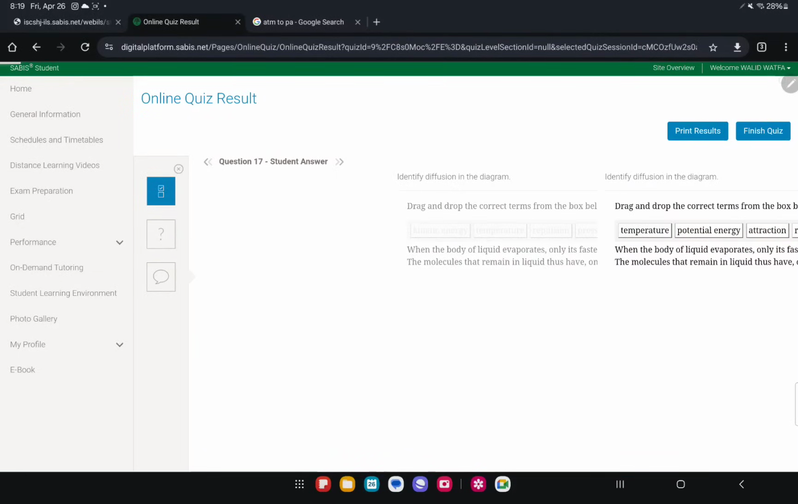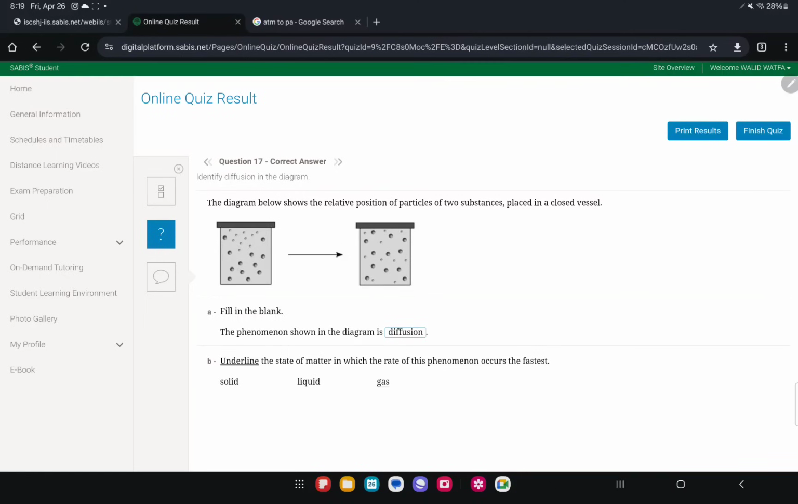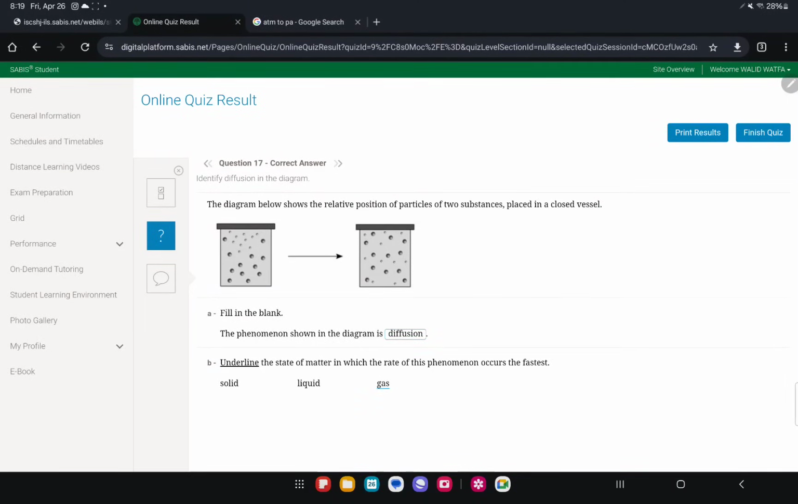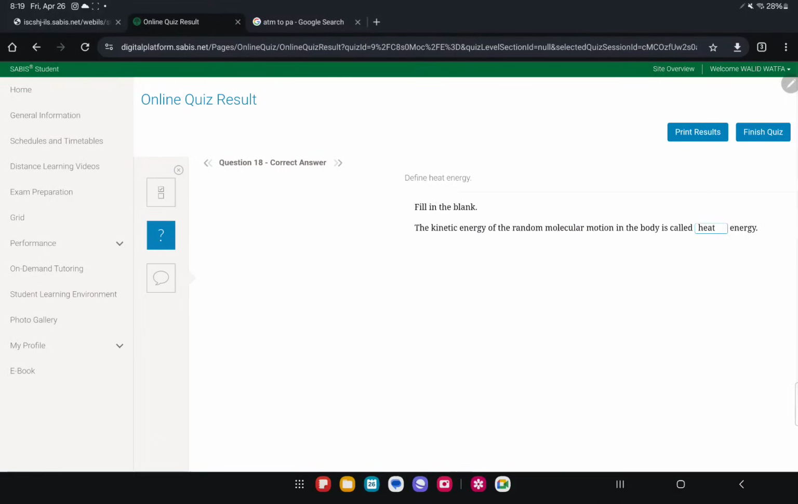Question 17. What phenomenon is this? Obviously, when the molecules spread out, it's called diffusion. Underline the state of matter in which the rate of this phenomenon occurs the fastest. Obviously, diffusion occurs fastest in a gas. I don't think I have to explain this.